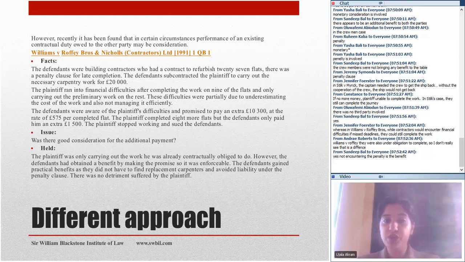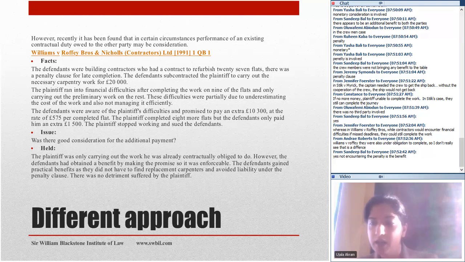So the courts held that that was a good consideration. What the court held was the plaintiff was only carrying out the work he was already contractually obliged to do. However, the defendants had obtained a benefit by making a promise, so it was enforceable, and the benefit was to avoid that penalty clause.